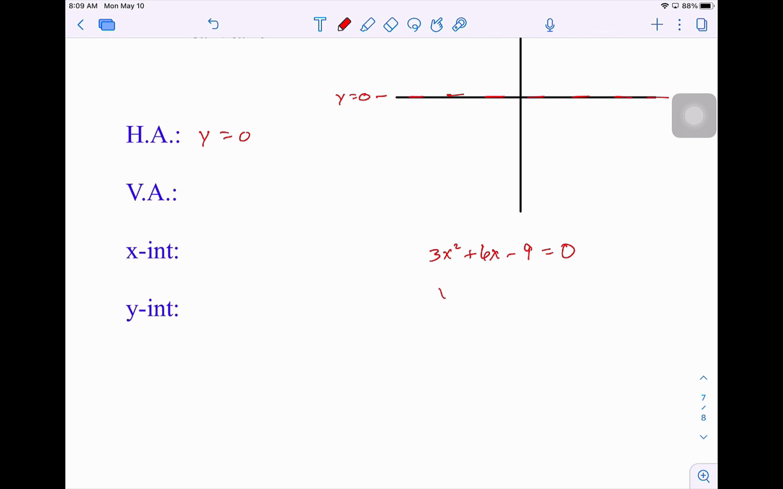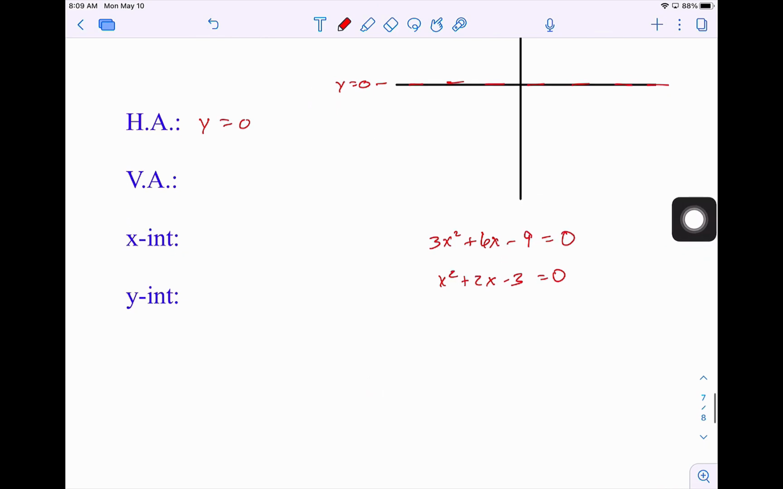So this becomes x squared plus 2x minus 3 equal to 0. Part of the reason that 3 can go away is because I'm also dividing the right-hand side by 3 as well. I'm dividing both sides of the equation. And 0 divided by 3 is still 0. So now we factor. And that makes this factoring a lot easier.